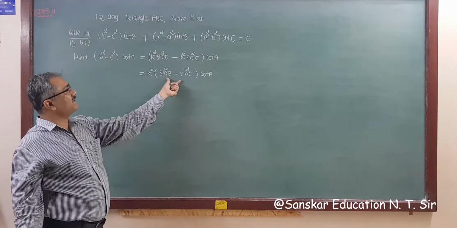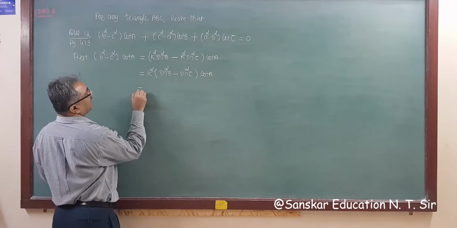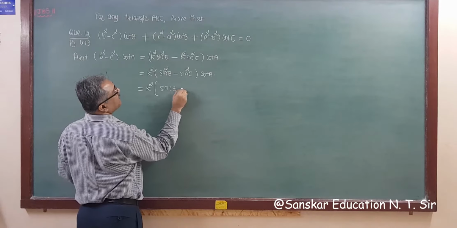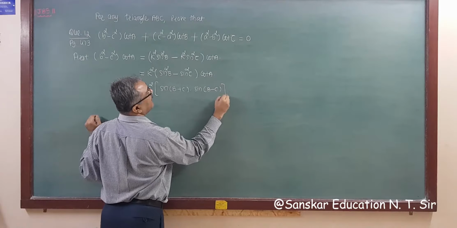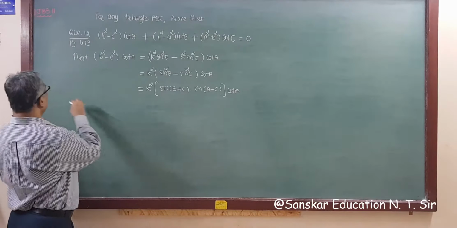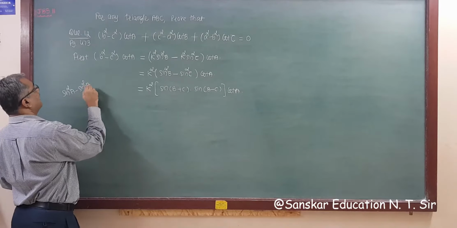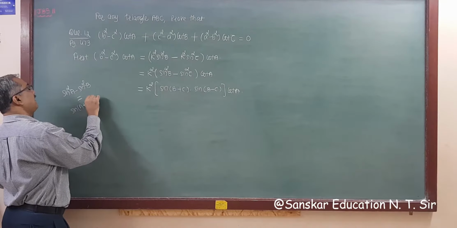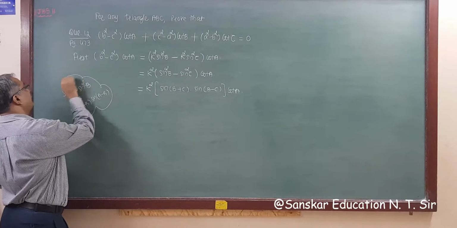Now you have the formula sine square A minus sine square B is sine A plus B into sine A minus B. Applying that formula, this is k square, sine B plus C into sine B minus C into cot A, right? The formula is like this: sine square A minus sine square B, then the answer is sine A plus B into sine A minus B. This is the formula.